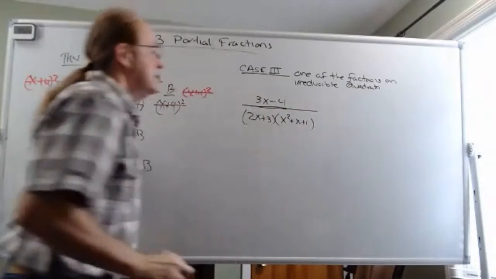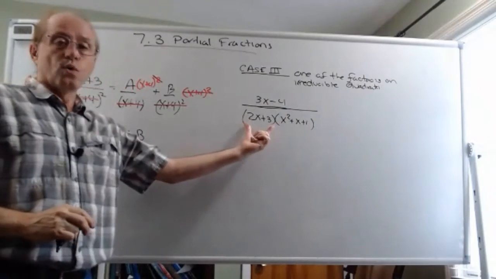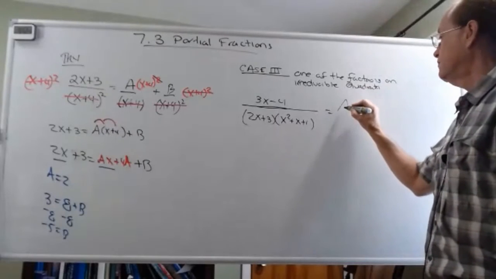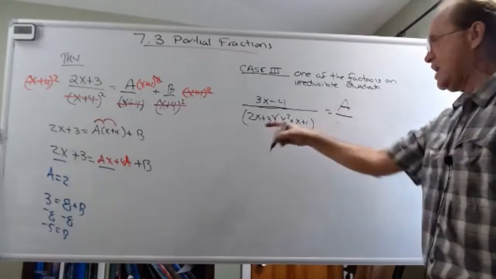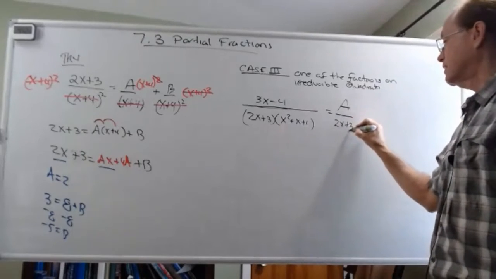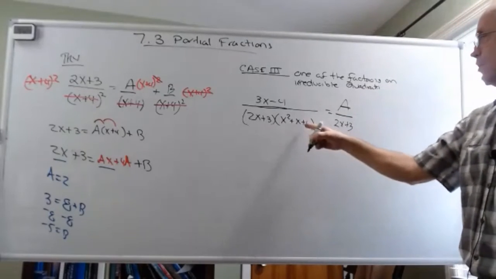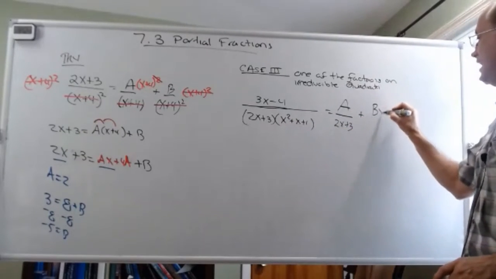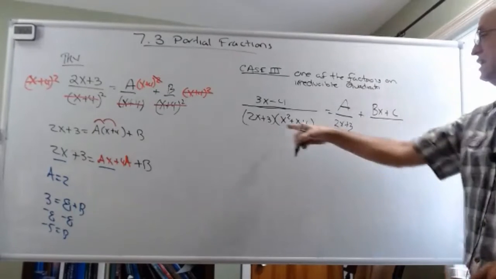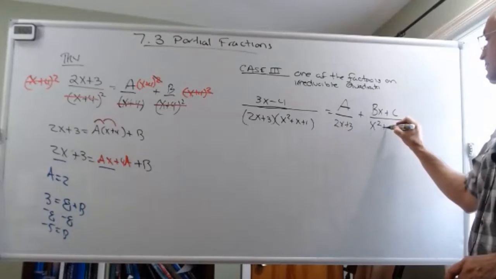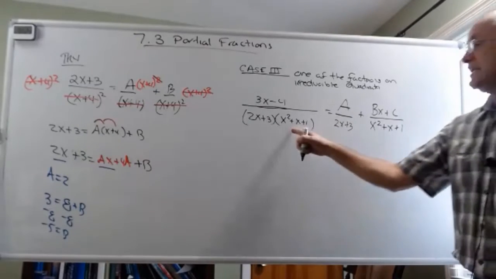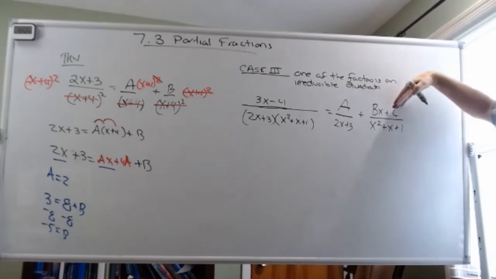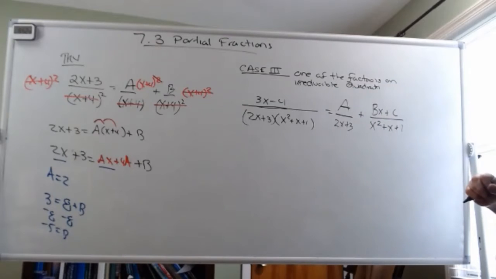So what do we do? Well, we handle the unique one like we always do. The unique factor has a single value over itself. It's just A over 2x plus 3. How do I handle this? What I'm going to do over here is put a binomial on top, Bx plus C, over the irreducible quadratic. Anytime you have an irreducible quadratic, it's an x term and a constant term, where those are the undetermined coefficients. It's always that way.